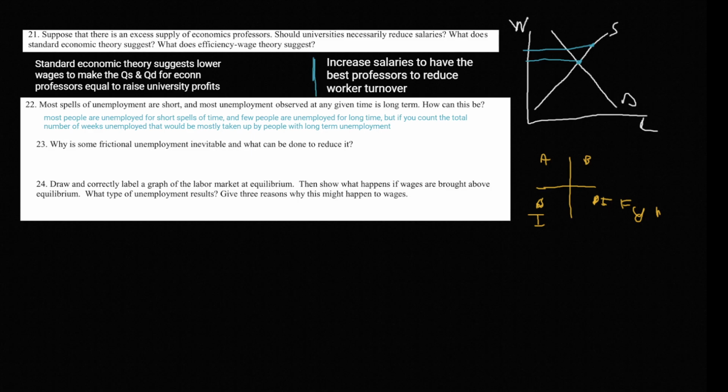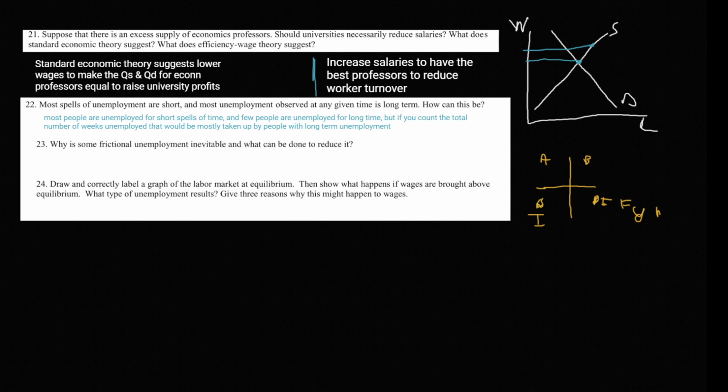All right, why is frictional unemployment inevitable? Well, there's always going to be that person fresh out of college just looking for a job. They went to college and they are now looking for a job. They were unemployed for a week. And so there's always going to be some of that.